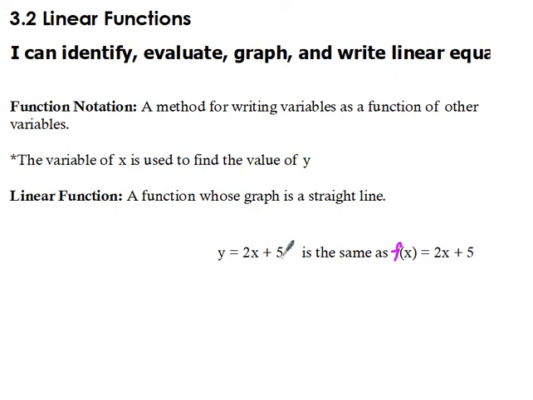So y equals 2x plus 5. This is the equation of a line that we've learned in slope-intercept form. If I wanted to change this to function notation and write it as a linear function, I would just change the y to f of x equals 2x plus 5. These are actually the same thing, but we use the variable of x to find the value of y. So this is the function of x, and whatever I plug in for x is what's going to determine the function of x. This is read f of x. It's just a different way of writing these, and basically we're replacing the y with f of x.